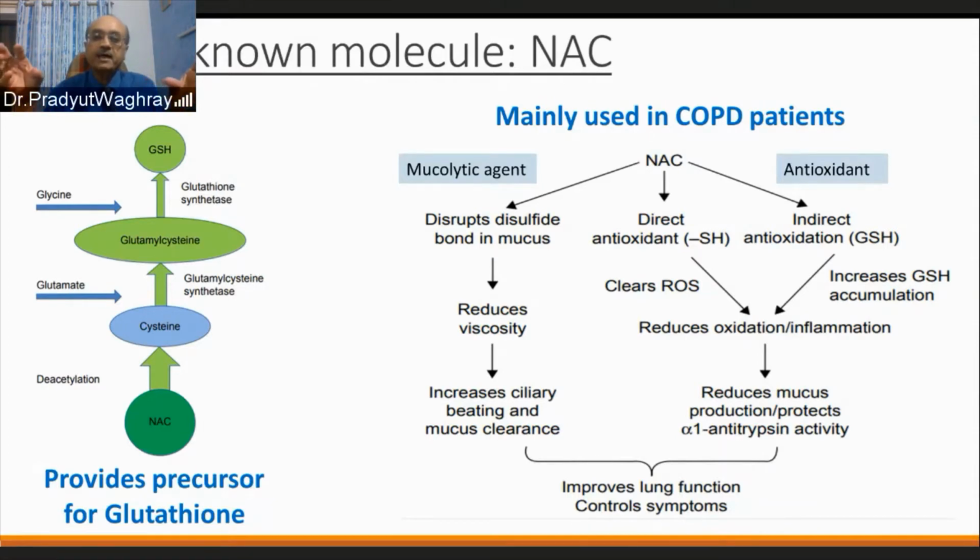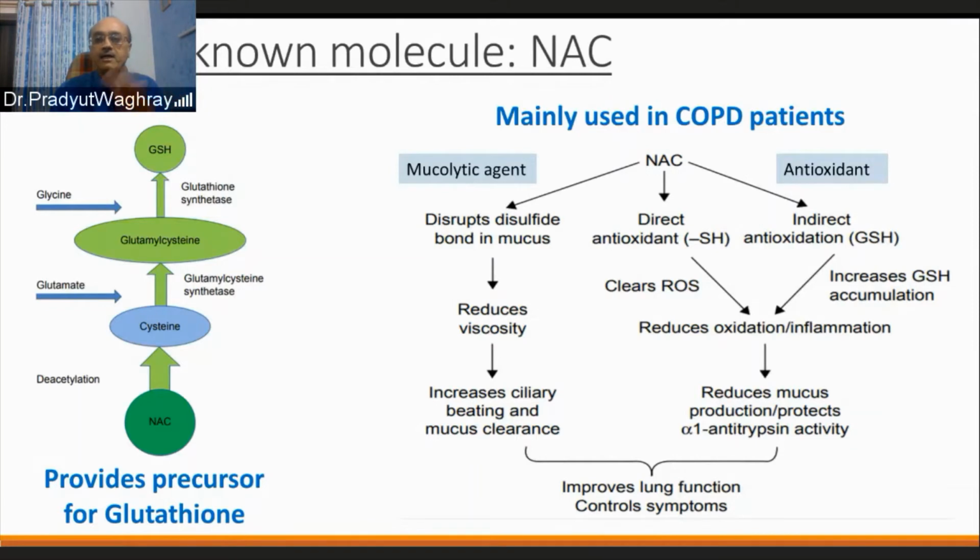Both the indirect and the direct production of antioxidants clear the reactive oxygen species. That is what we discussed in the beginning: the ROS actually causes inflammation. So by reducing the reactive oxygen species, it reduces oxidation and inflammation, thereby reducing mucus production. It also protects the alpha-1 antitrypsin enzyme activity, therefore improving lung functions and controlling symptoms. So this is a very important molecule.